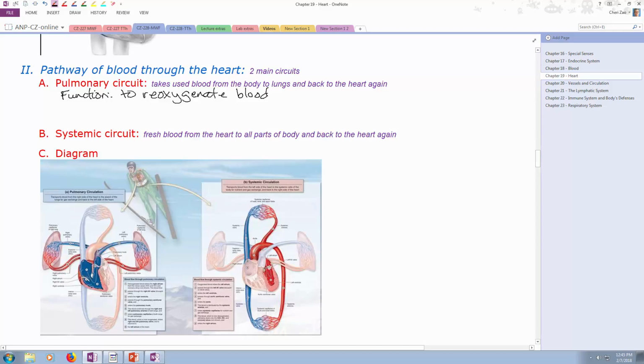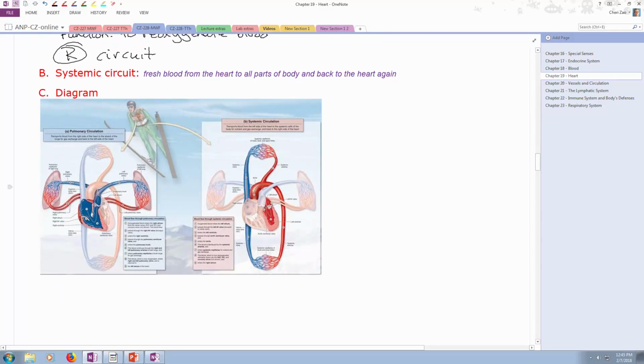And it is often called the right circuit because it's essentially from the right side of the heart. Systemic circuit is going to take fresh blood from the heart to all parts of the body except for the lungs, and then back to the heart again. And this is often referred to as the left circuit. We have 2 diagrams below, one showing you a little bit about the pulmonary circuit and the other one showing you about the systemic circuit.